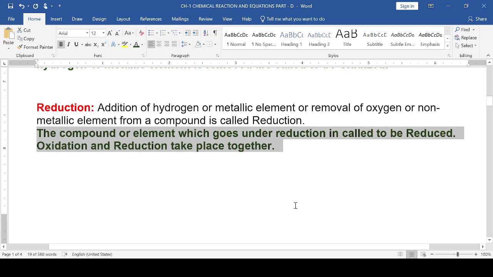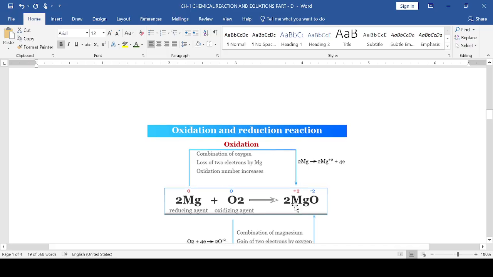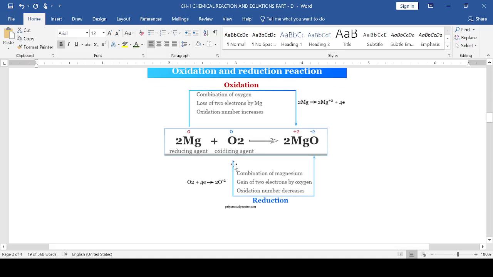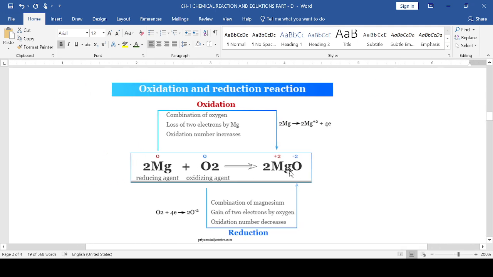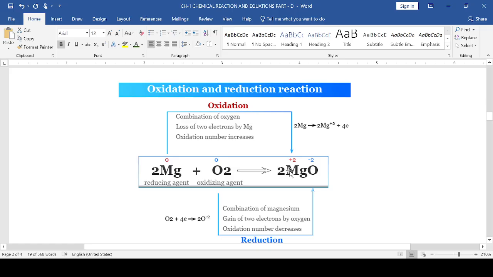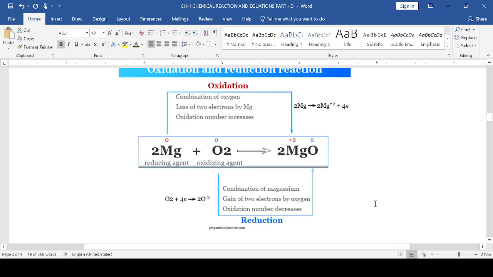Oxidation and reduction take place together. So how can oxidation and reduction take place together? In this slide we have explained it clearly so that you can understand properly. Oxidation and reduction reaction: combination of magnesium with oxygen, loss of 2 electrons by magnesium, oxidation number increases. Magnesium is the reducing agent and oxygen is the oxidizing agent. They are going to ask this after giving the chemical equation: what are the reducing agent and the oxidizing agent?